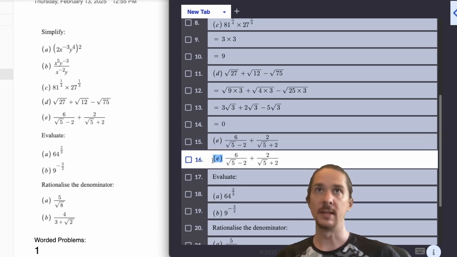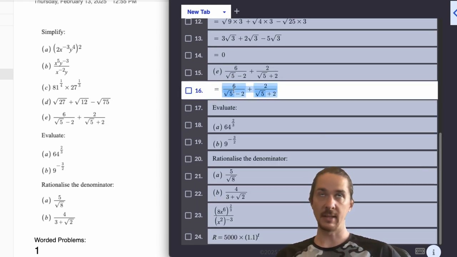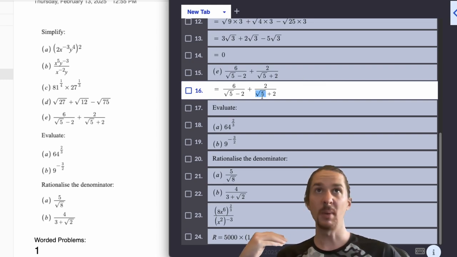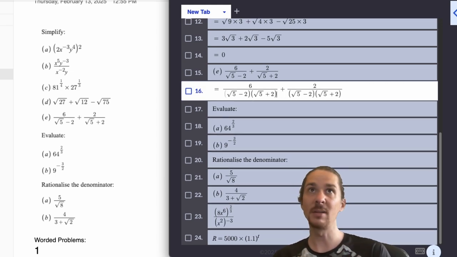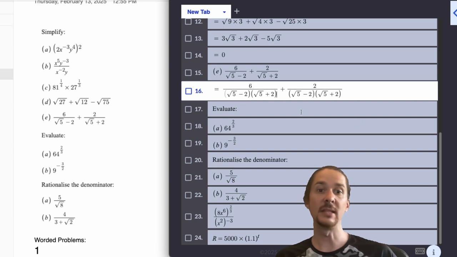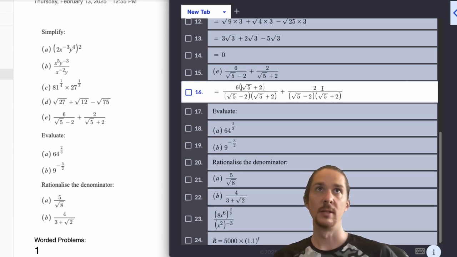Okay, now, next one. We're going to need to add these. When we add fractions, we need the denominators to be equal. And so what we're going to do is multiply the denominators together. Now that is actually really nice in this question because it means that we're rationalizing the denominator at the same time because we're doing this approach, which is using the difference of two squares formula. Now, whatever we multiply on the bottom, we have to multiply on the top as well. So let me just do that.